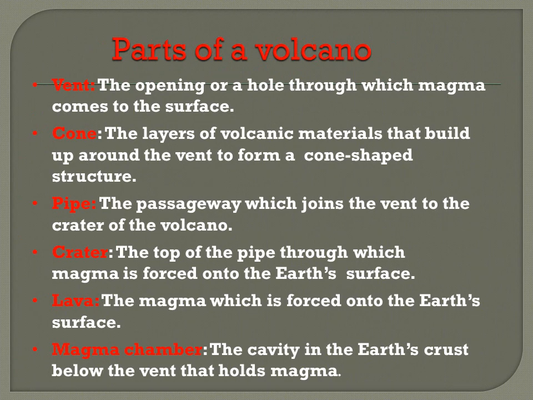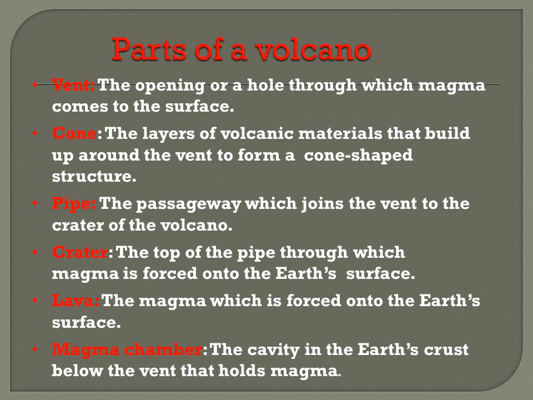Now let's talk about different parts of a volcano. As I was talking about vent, lava, magma, let's discuss those things. What do you mean by vent? The opening or the hole through which magma comes out to the surface is called vent. And what is cone? The layer of volcanic material that builds up around the vent to form a cone-shaped structure is called cone. And pipe is a passageway, a path which joins the vent to the crater. That means different cracks. And craters, what are craters? The top of the pipe through which magma is forced onto the earth's surface is called crater.